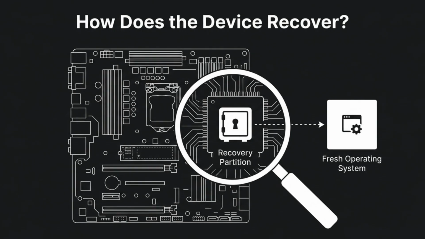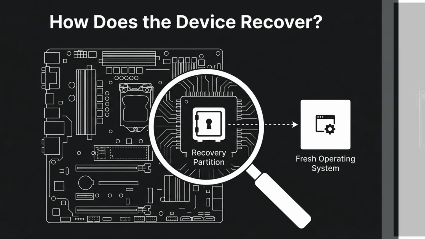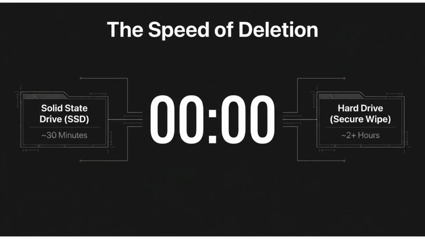After the wipe, how does the device recover? It uses a hidden recovery partition, which contains the essential files needed to reinstall a fresh copy of the operating system. The time it takes to reset depends on your storage. Solid-state drives typically complete a wipe in about 30 minutes, while a secure wipe on a traditional hard drive can take 2 hours or more.